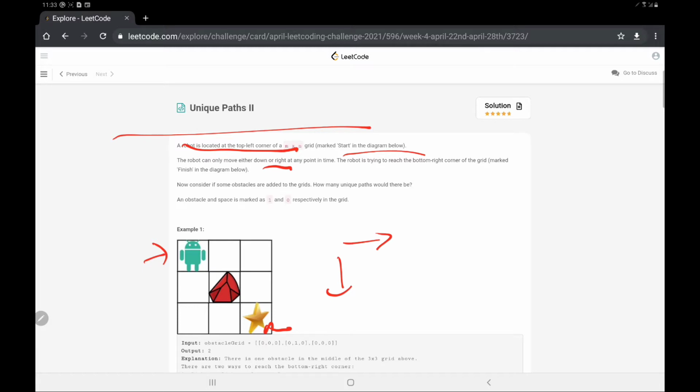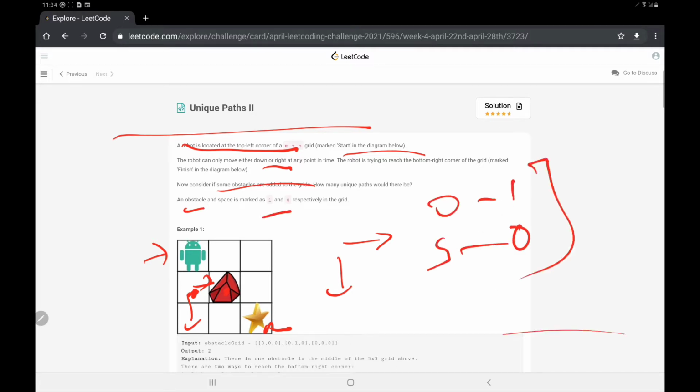Now also the question is given that there are obstacles like this that are added, and that means that we cannot go from that path like this. If we are from here, we cannot go over here, we have to go down only. So like that. All right, so the obstacle is marked as 1, and the empty space is marked as 0. All right, so this is the question that is given to us over here, and we have to return how many unique paths there would be.